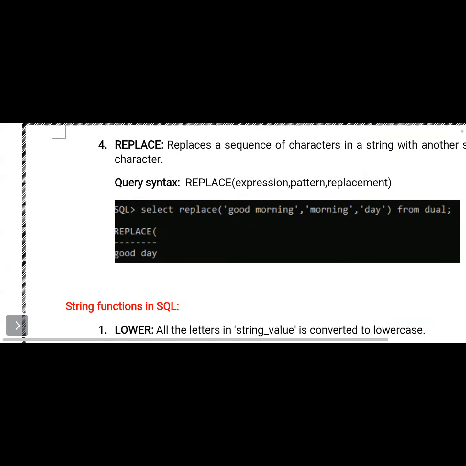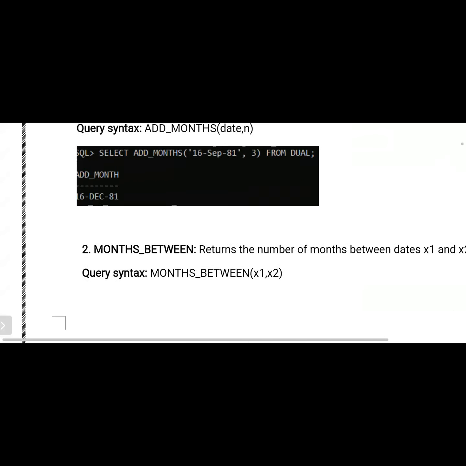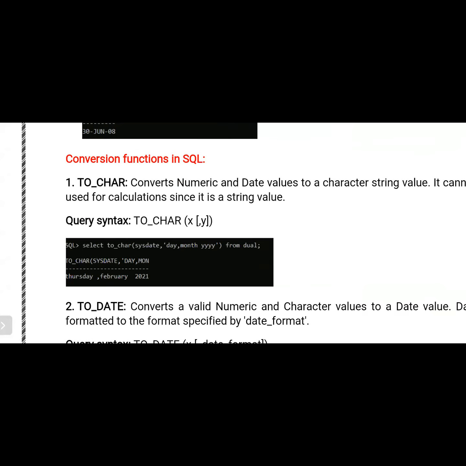Okay, so if you observe here, now we are discussing the to_ functions, to_char. Select to_char sysdate comma, and we are specifying day, month, year from dual. If you observe here, day, month, yy. Then it will return the string. Actually, here it will return Thursday, February 2021.